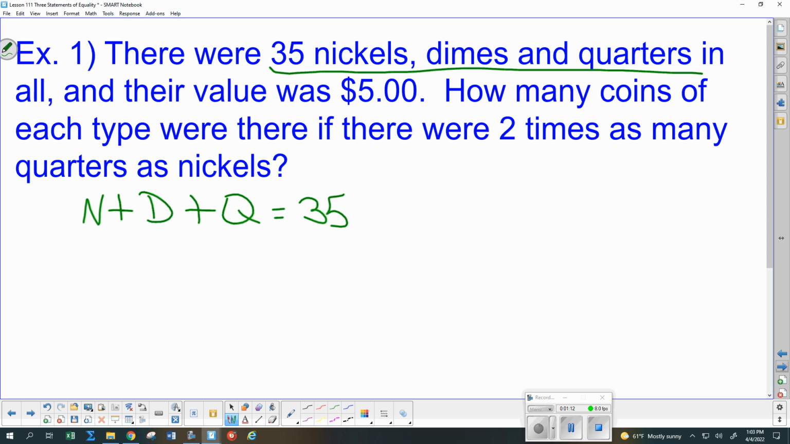Okay, then for our second equation, we want to be able to say if we count up how much they're worth, we have a total of $5. Who can help me do that equation? Caden?